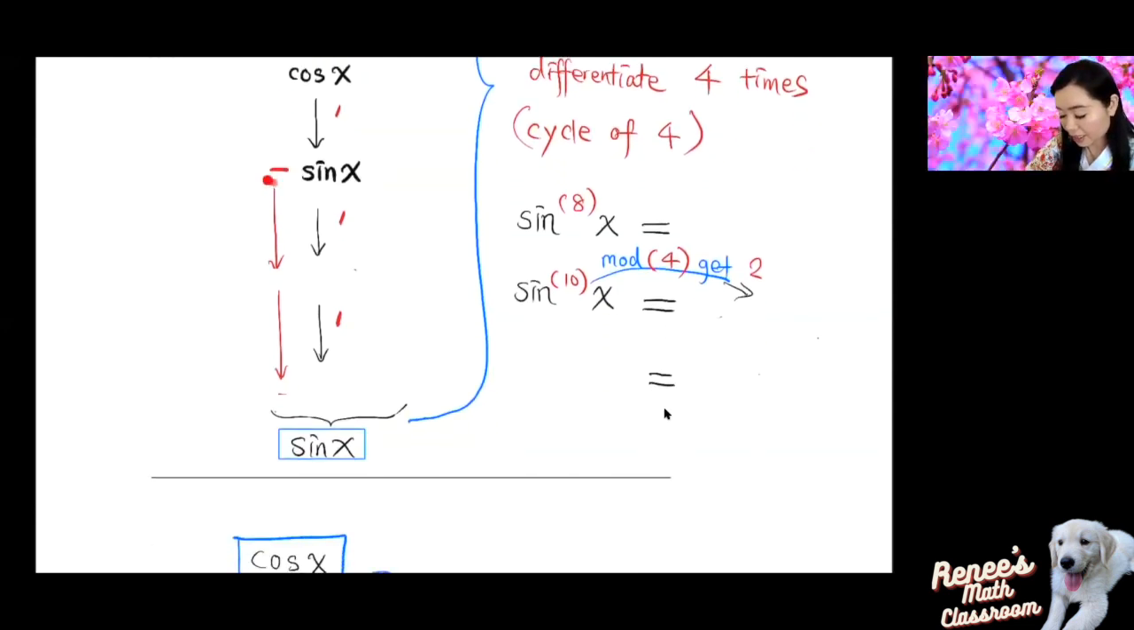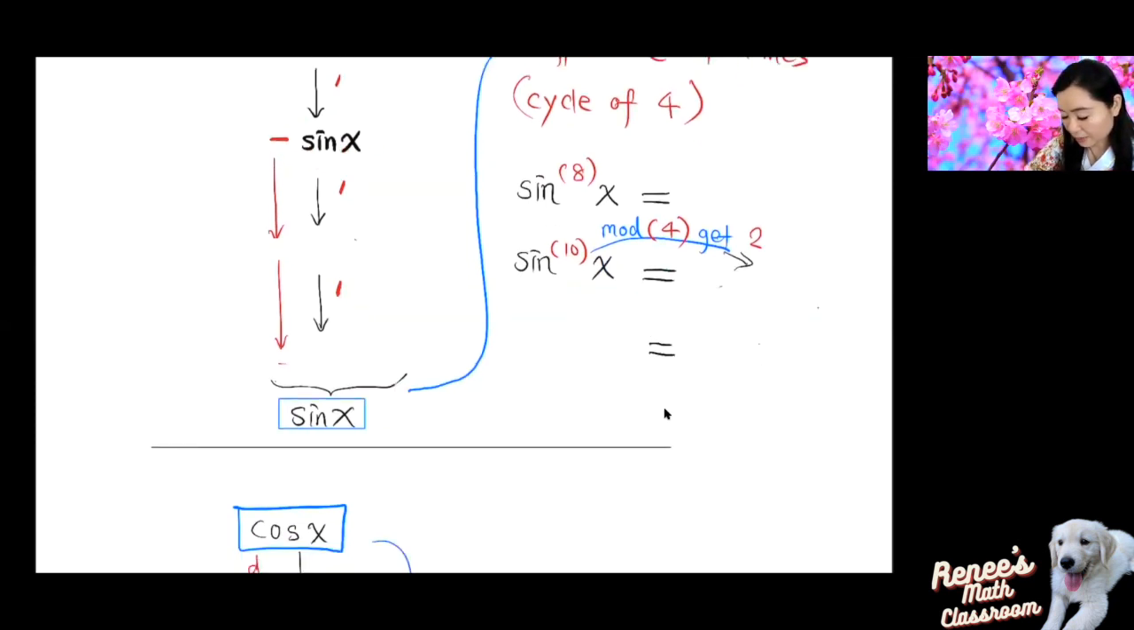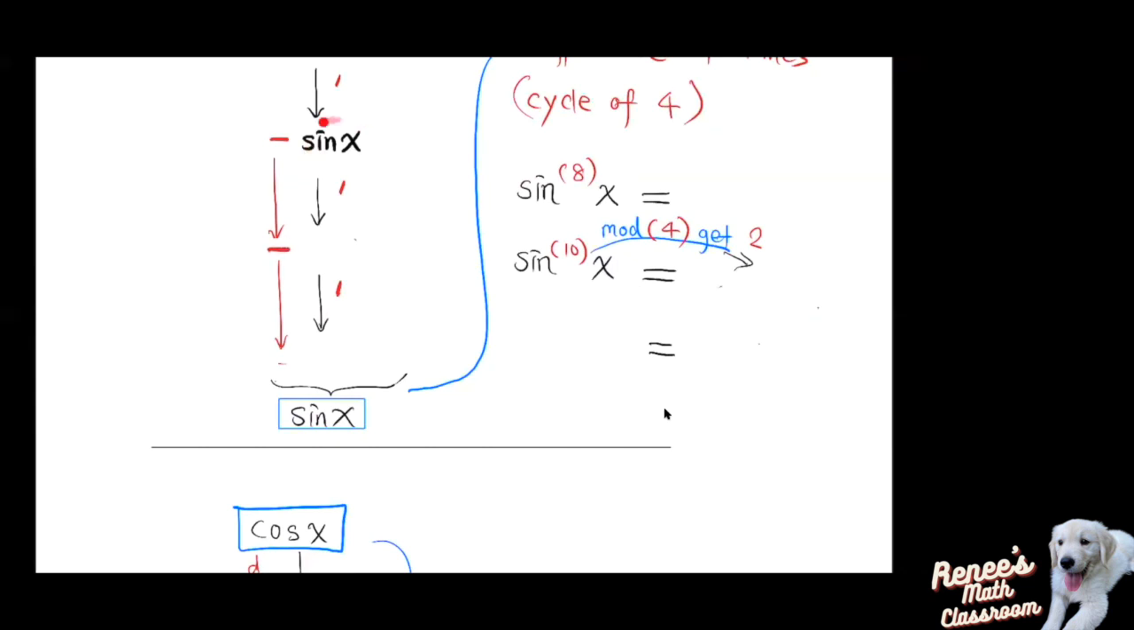Okay, now let's differentiate this one more time. What's the derivative of this? So you have this negative sign in front. What's the derivative of sine x? Cosine of x. Cosine x.